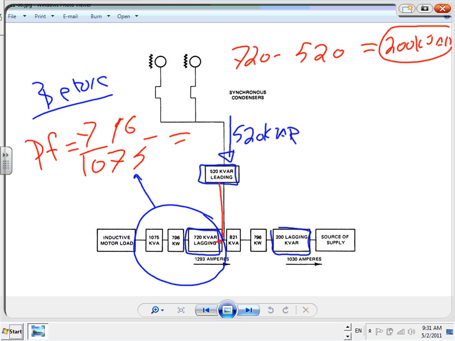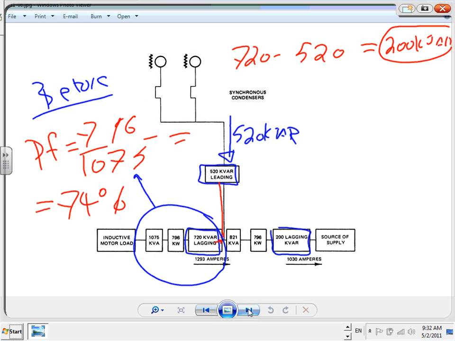If you do that one, the power factor. If you guys do that, you're going to find 796 divided by 1075 equals 74, right? The power factor here is 74%. That's before we correct. This is the before: true power, apparent power, reactive power, before correction.